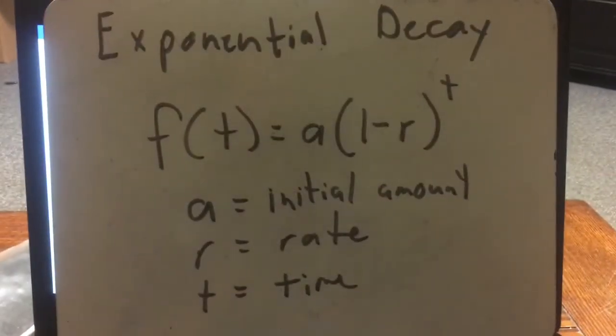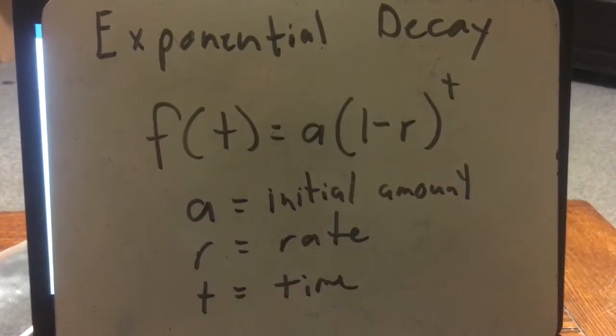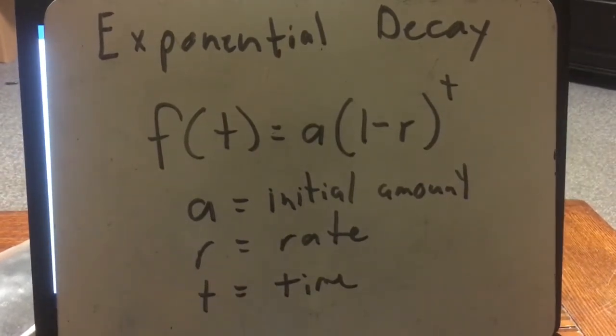Before we go into any examples, I do want to talk a little bit about exponential decay. If something grows, it's got to come down eventually, right? Notice it's the same formula except for a minus sign. This is where our 1 minus r will be less than 1.